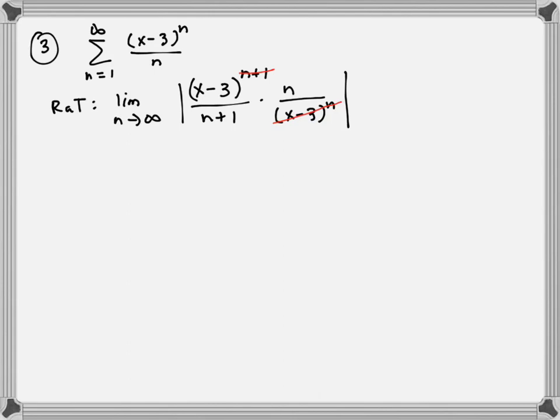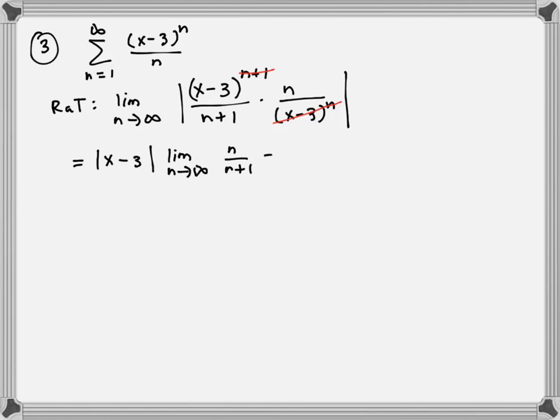So this is what we get, though. We can pull the x minus 3 out. Do not forget the absolute value, because remember, x can equal any number. So we take out the absolute value of x minus 3, and what we have left is the limit as n goes to infinity of n over n plus 1. You'll notice I left the absolute value out of this part because the absolute value of n over n plus 1 is just itself when n is going to infinity. Right? These are all positive numbers.